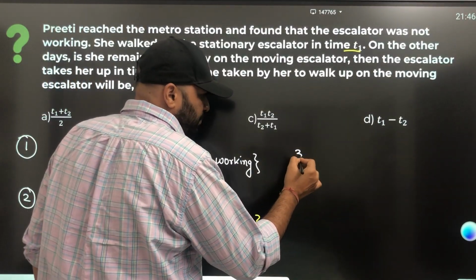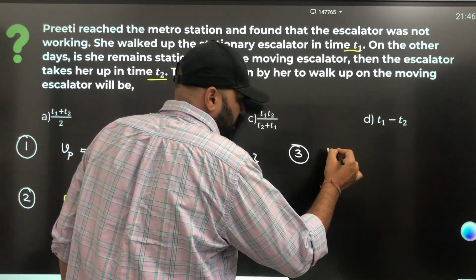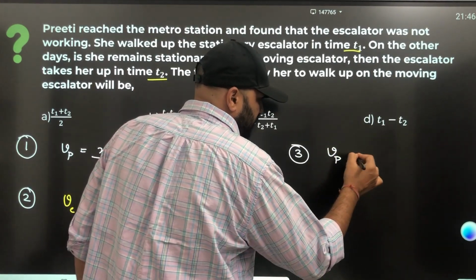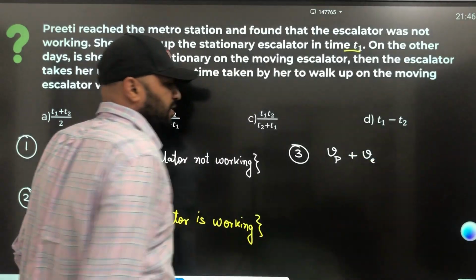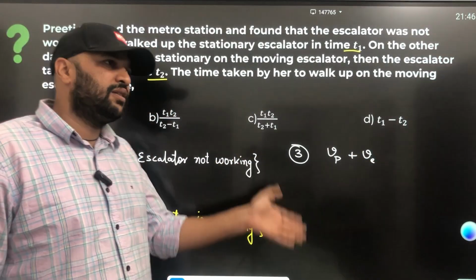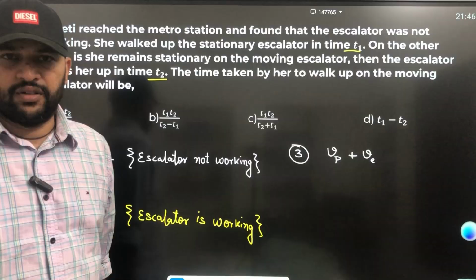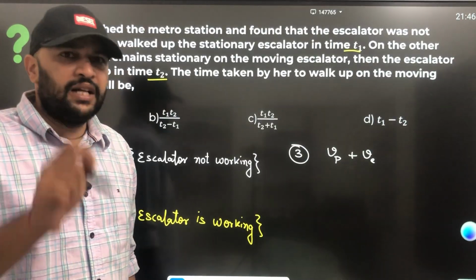So in the third scenario, both the velocity of Preeti plus the velocity of the escalator will add up. Why does it add up? It adds up because we both are moving in the upward direction. Quite different from relative velocity.